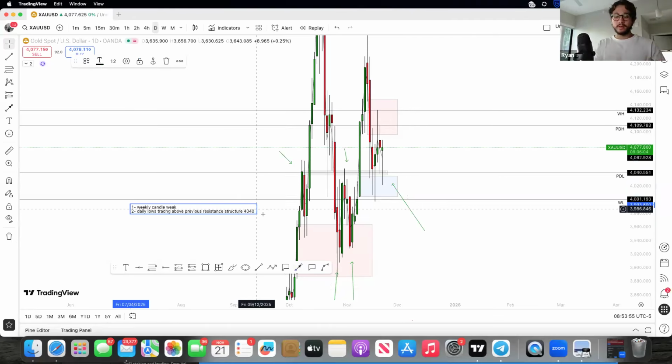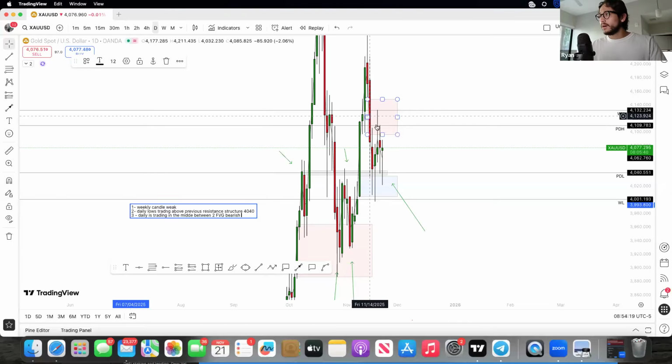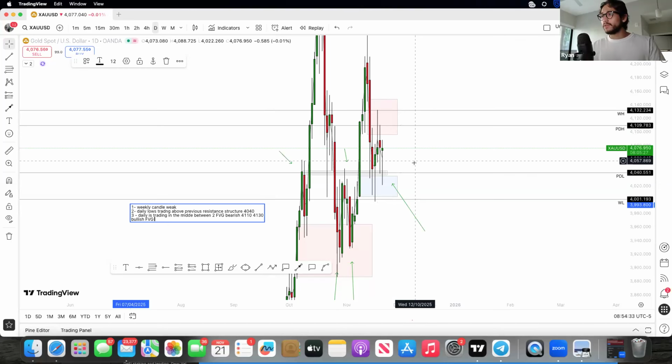Now, we're also going to keep this in mind. Three, daily is trading between, or in the middle between, two value gaps. We have bearish, which is going to be between 4110 to 4130. Bullish value gap, we're going to put 4040 to 4050 zone.